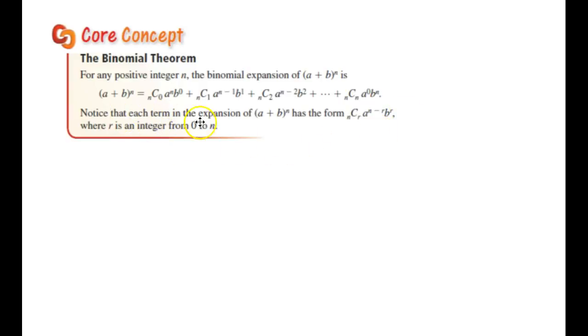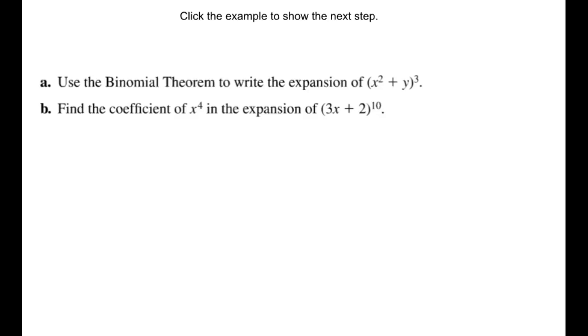So then I also know that each term in this expansion, because I'm expanding it and making it a full expansion in standard form, has the form of my combination of n terms taken r at a time, times a to the n minus r, and then b has the exponent of r. So let's look at an example of this.